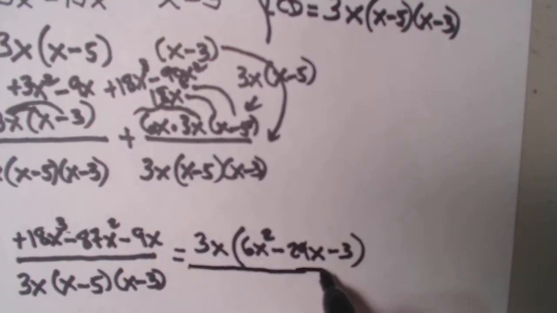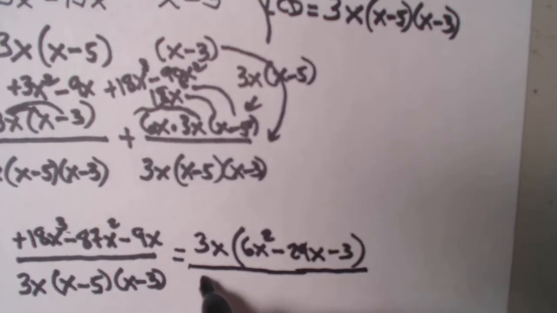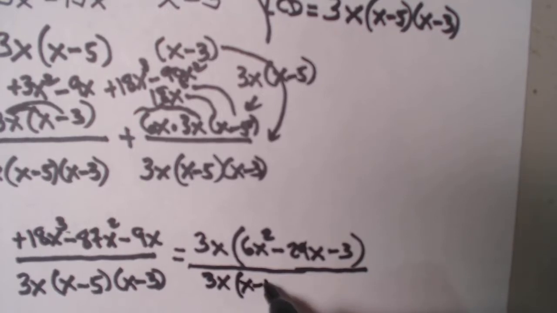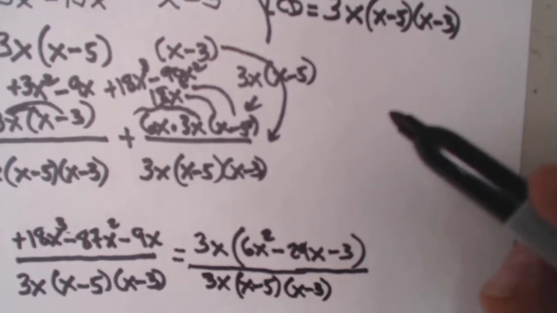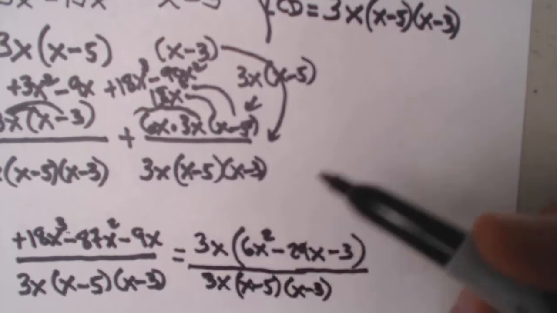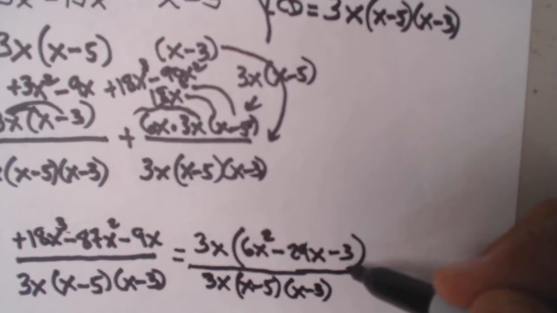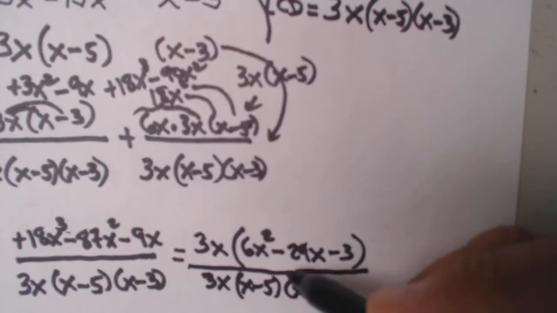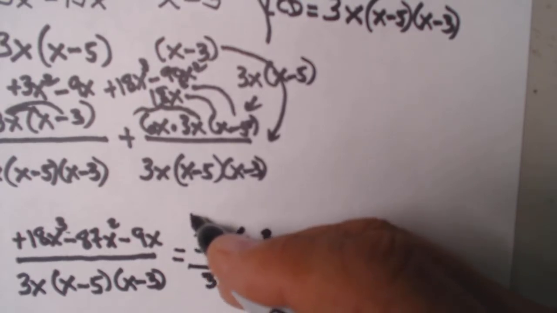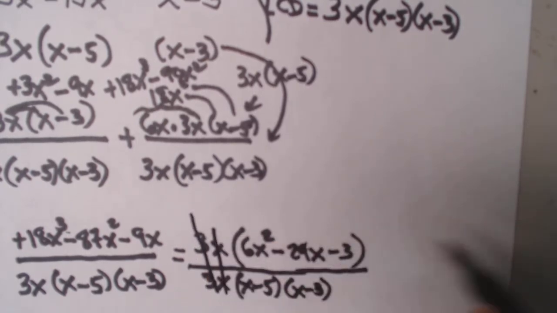Now, let's put down what we have underneath here, namely 3x, this is our common denominator, times the quantity x minus 5, times the quantity x minus 3. Well, now, we can see we can reduce the 3 and the x's, no problem with that. This thing here is not going to factor nicely. So we're going to assume that we can't factor that further. We'll learn more about the quadratics as we go on. But we can reduce the 3's and the x's.